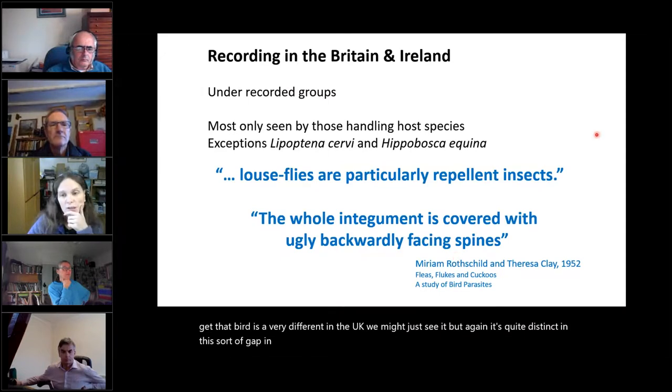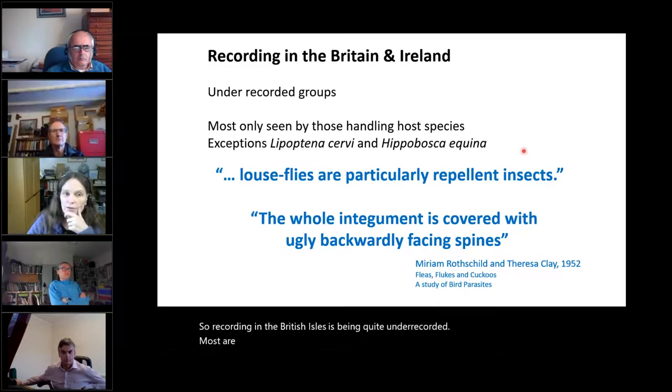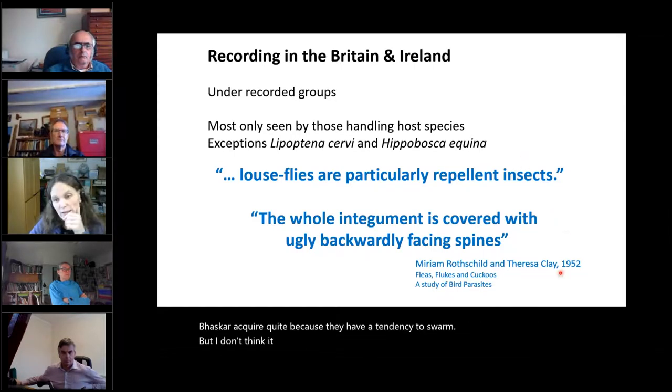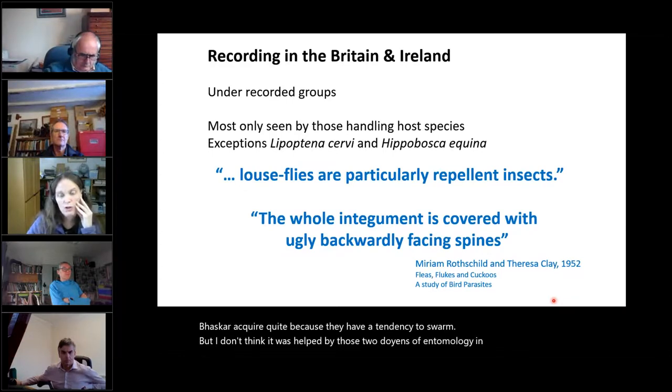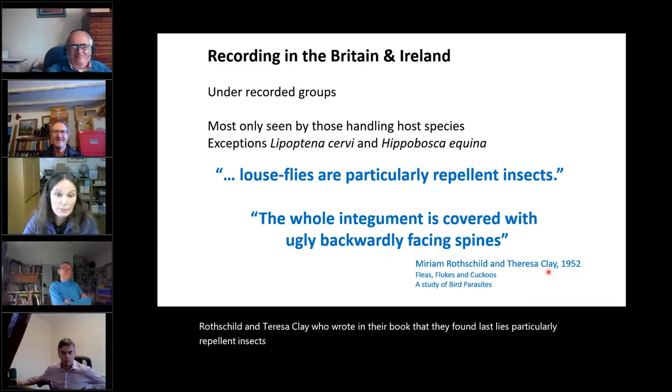So recording in the British Isles has been quite poor, because most are only seen by those handling host species. Lipoptena cervi and Hippobosca equina are quite well recorded because they have a tendency to swarm. But I don't think it was helped by those two doyens of entomology and parasitology, Miriam Rothschild and Theresa Clay, who wrote in their book that they found louse flies particularly repellent insects because they're basically covered with ugly backward-facing spines.